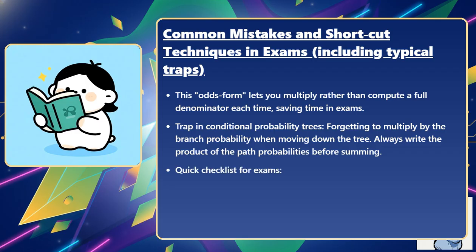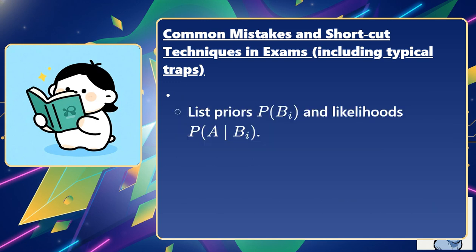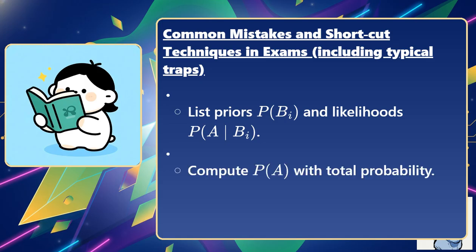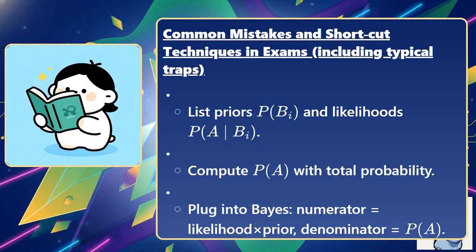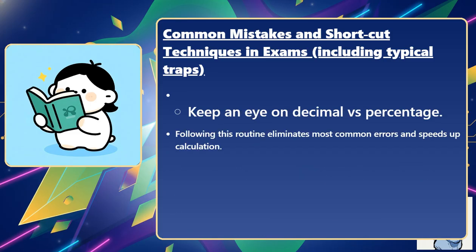Quick checklist for exams. Verify that the events form a partition. List priors P(B sub i) and likelihoods P(A given B sub i). Compute P(A) with total probability. Plug into Bayes: numerator equals likelihood times prior, denominator equals P(A). Keep an eye on decimal versus percentage. Following this routine eliminates most common errors and speeds up calculation.